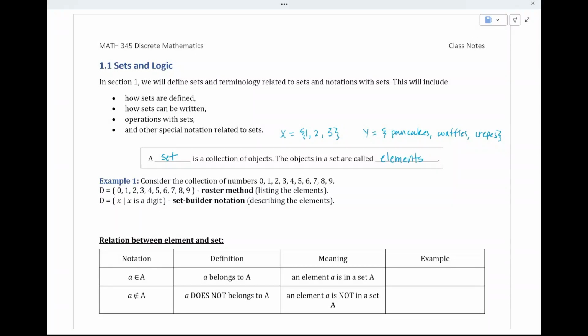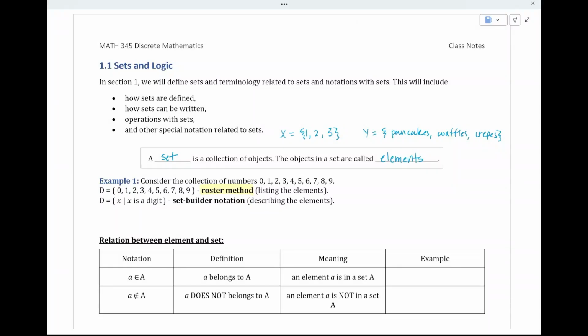Here we have another example, example 1. We want to consider the collection of numbers 0, 1, 2, 3, etc., all the way up to 9. So we're going to let set D be the set that contains 0, 1, 2, 3, all the way up to 9. This method of listing elements is called the roster method because I listed every single element in the set. If you have a relatively small number of elements in a set, this is a reasonable way to go.